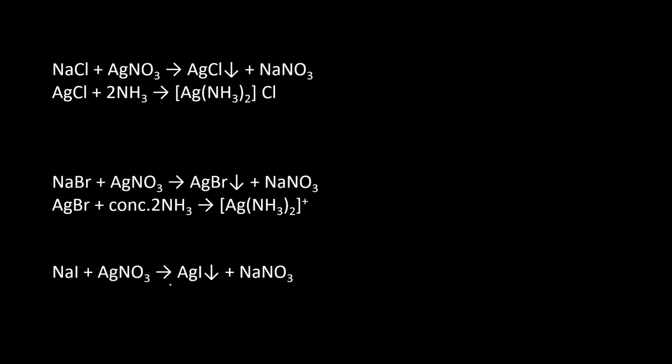So for iodide also the first reaction is the same. It forms the silver iodide precipitate with silver nitrate solution. But this silver iodide is not at all soluble in ammonia.